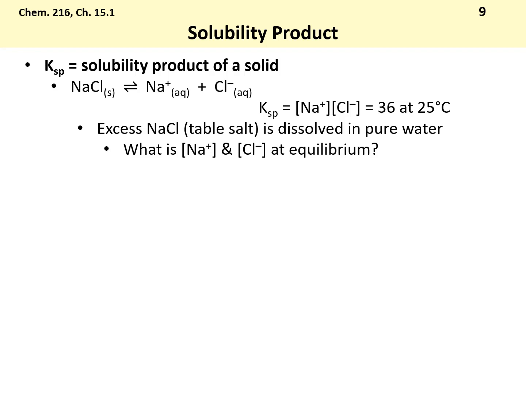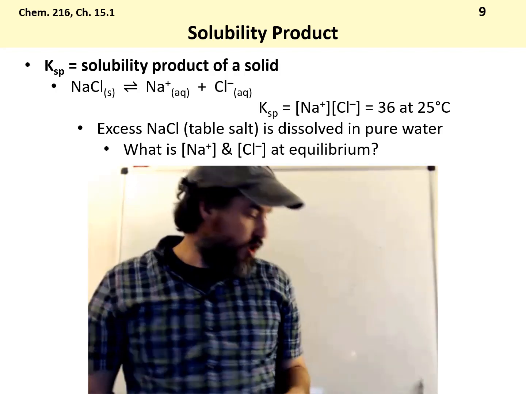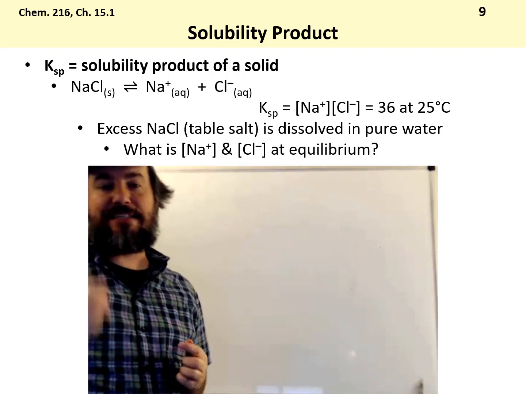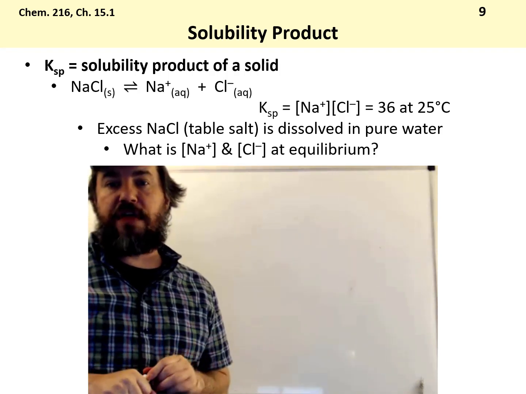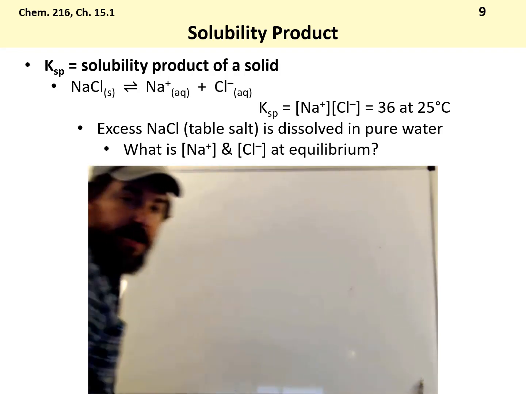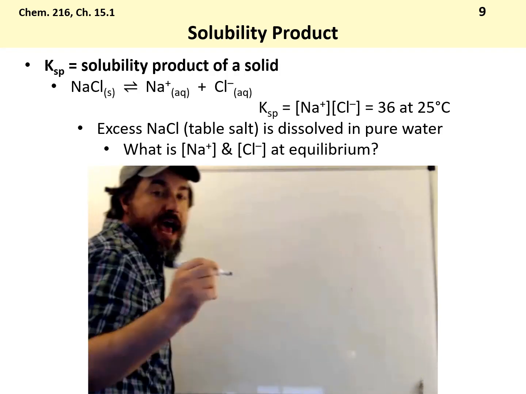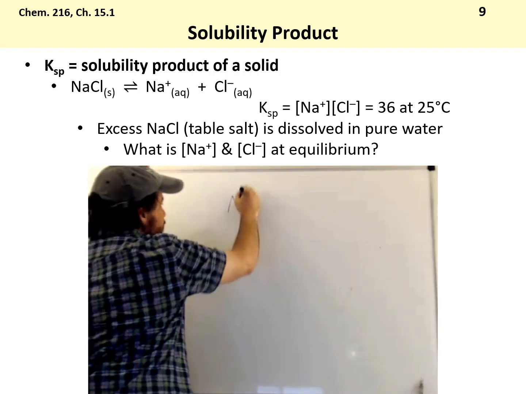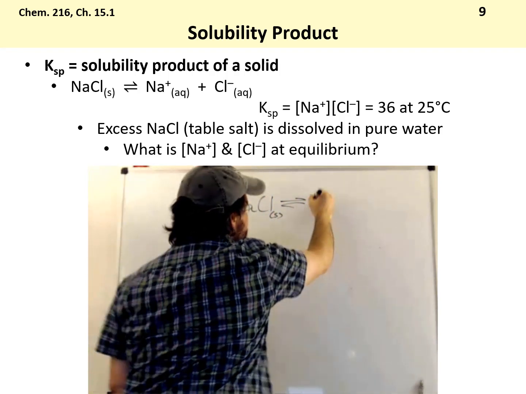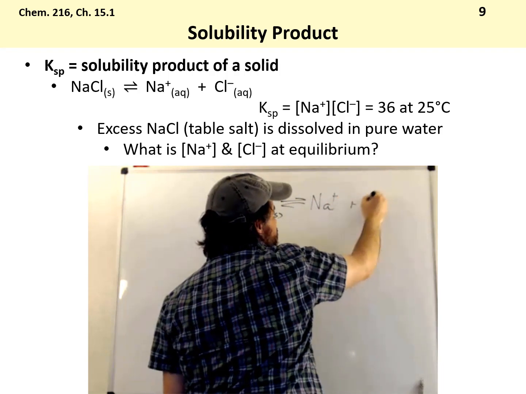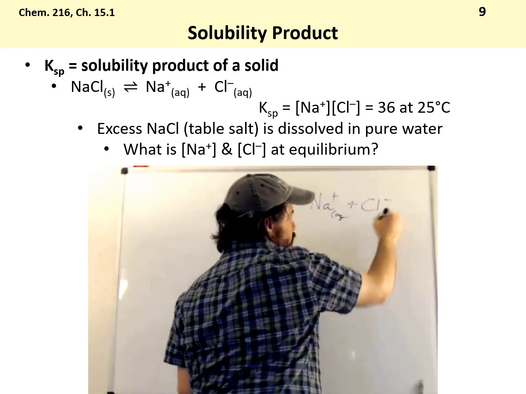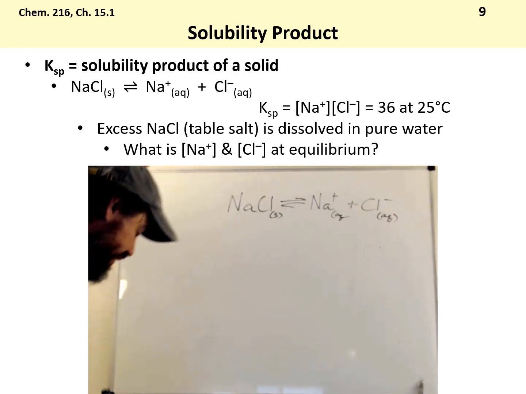All right. Now, because Ksp and solubility is equilibrium, we can do a lot of the same problems we did when we were talking about other equilibrium reactions. So let's say we're told we put excess NaCl and dissolve that into water. We want to know what the concentrations of Na+ and Cl- are at equilibrium. So I'm going to take NaCl, which is solid, and it's going to form Na+ and Cl-. These are aqueous. We have our K there, it's 36.